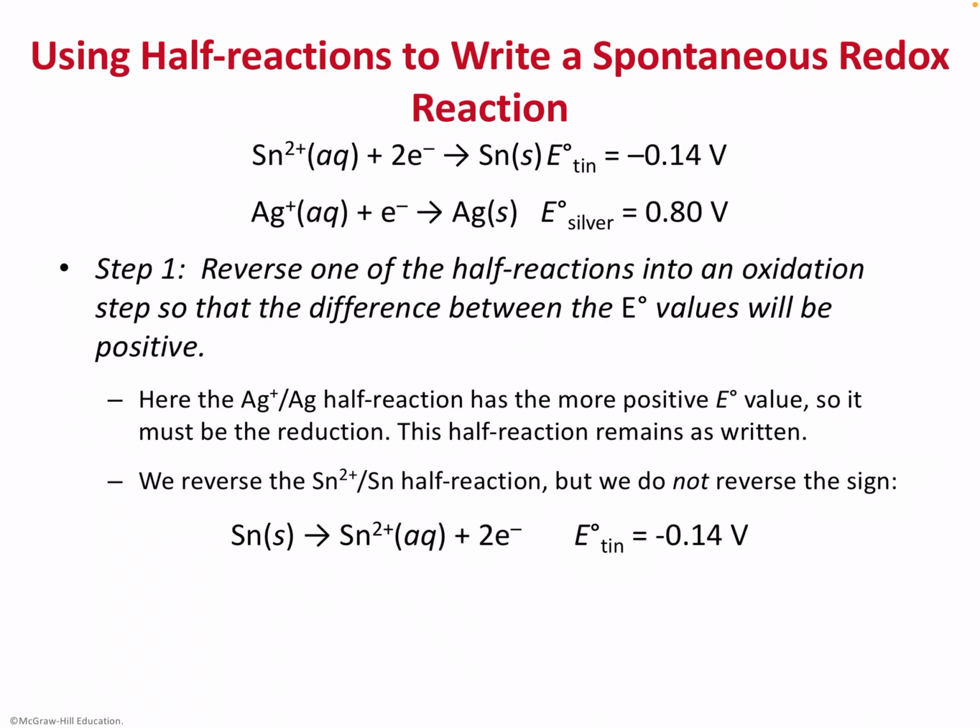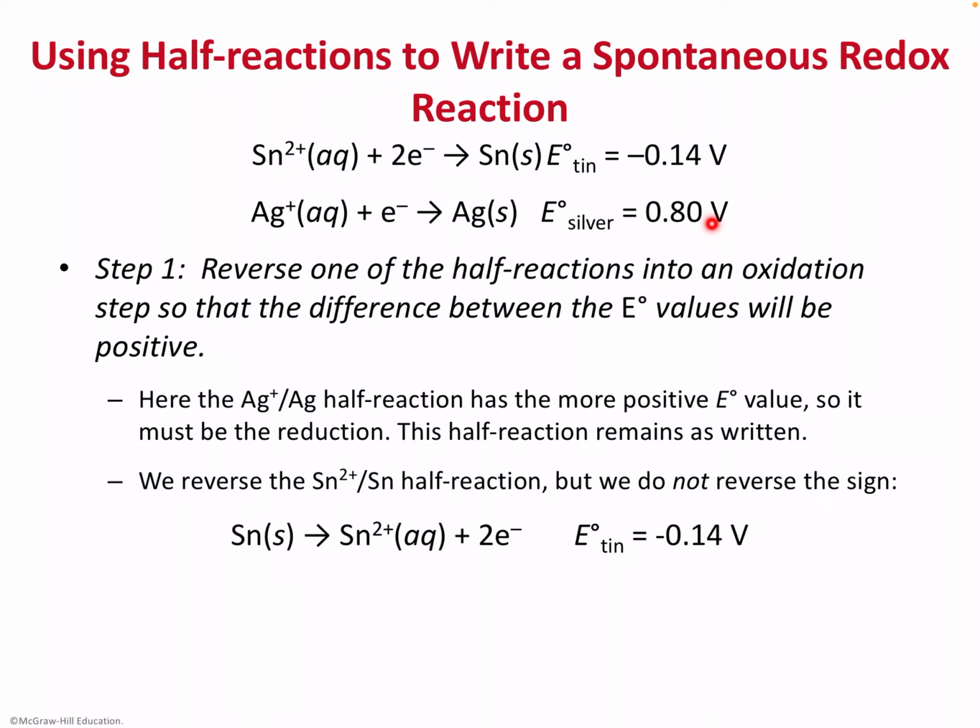Let's look at some examples. Using half reactions to write a spontaneous redox reaction. So you are given two reactions. Tin 2 plus. So both of these are given as reductions. That is the standard way of writing the equation. Tin 2 plus taking 2 electrons becomes tin, negative 0.14, and silver ions take 1 electron becoming silver solid. That's also written as reduction, that is 0.80.